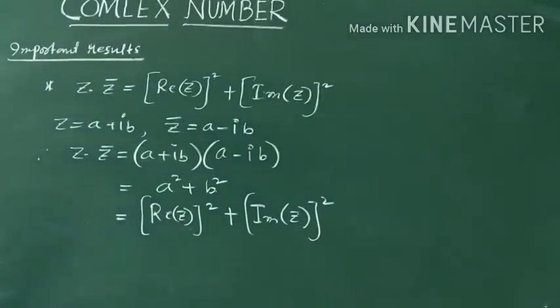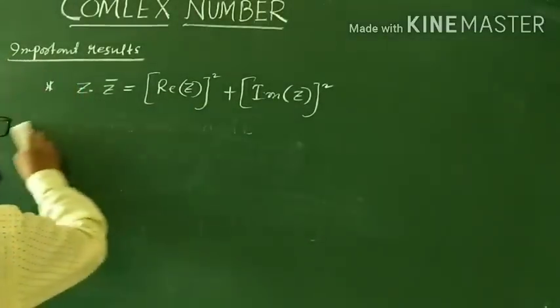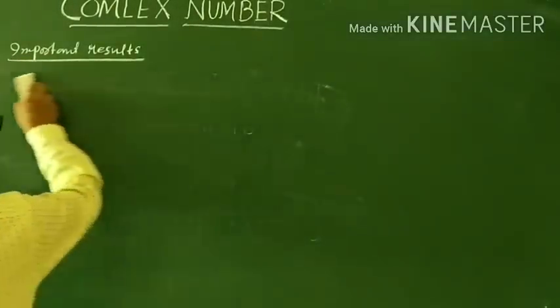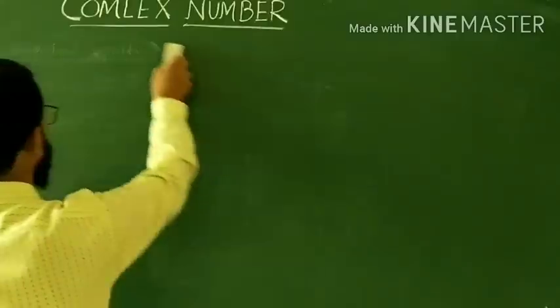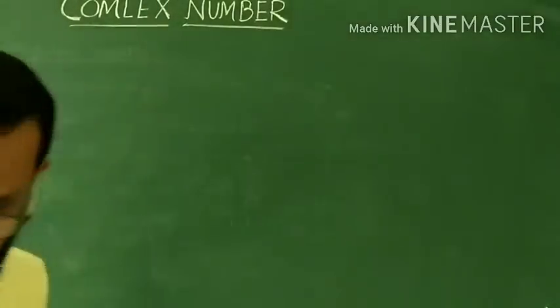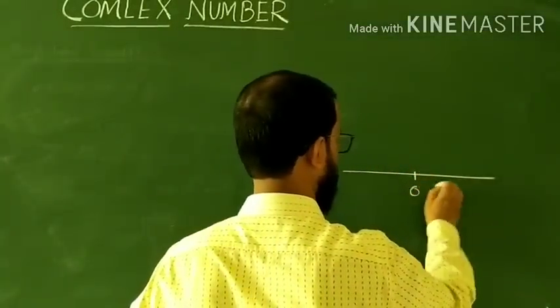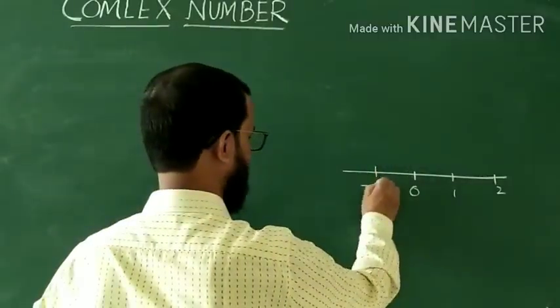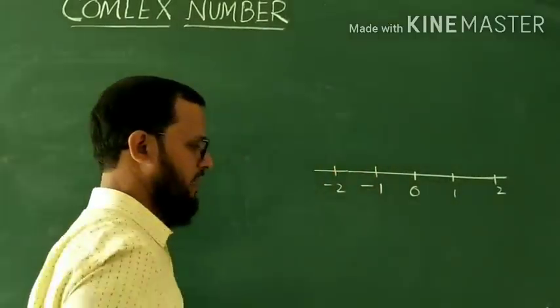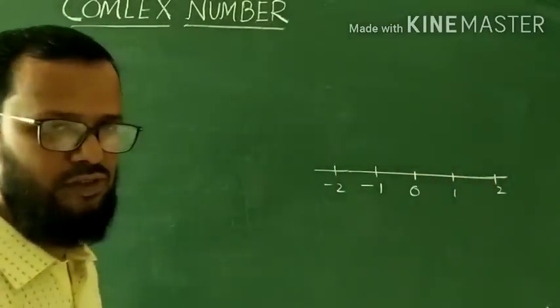Now we are going to discuss a very important thing called the modulus of a complex number. Almost all the important results of the conjugate we have already discussed. Now we will discuss a little about modulus. What is modulus? Like you already know for real numbers. Suppose this is a real line, this is 0, this is 1 and this is 2. Suppose this is minus 1 and this is minus 2, and there are infinite real numbers to the right and infinite real numbers to the left of 0.